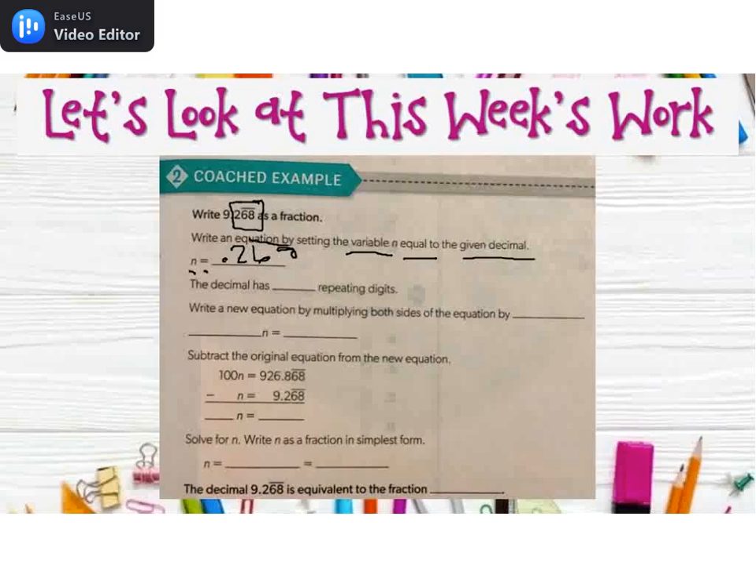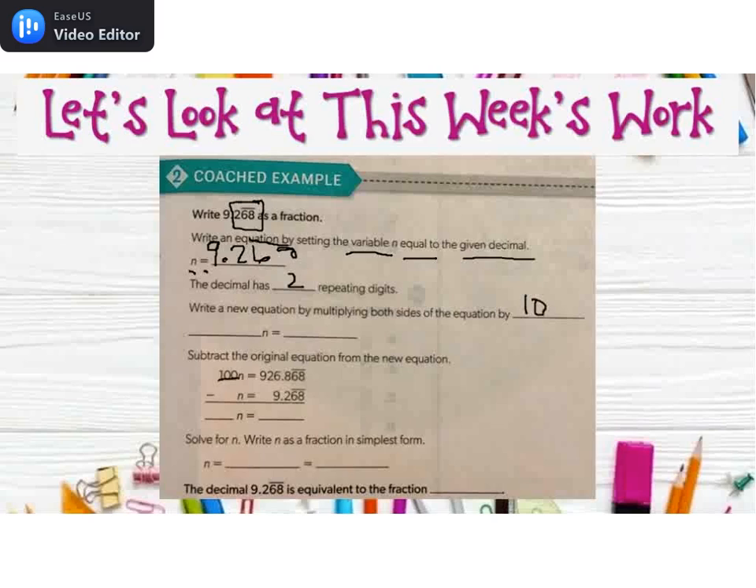I've got to hook up my pen, y'all. Okay, the decimal has how many repeating digits? Well, 68 repeating over and over, so it's got 2. Write a new equation. Oh, you know what? This is supposed to be the entire number. There we go. So it's the entire number up here. Write a new equation by multiplying both sides of the equation by, in this case, they multiplied everything by 100.